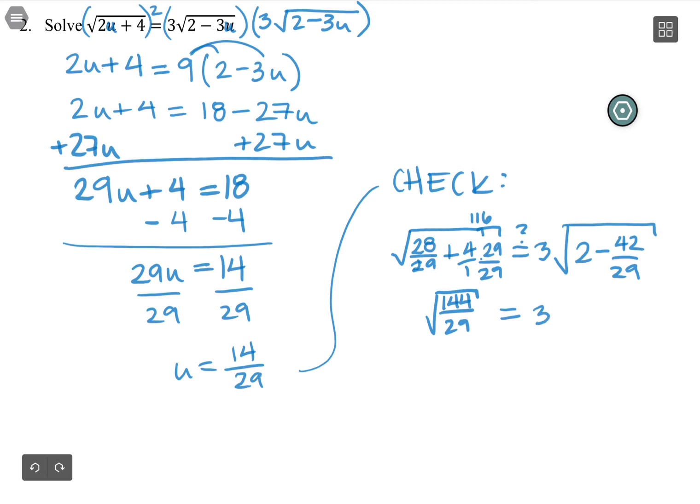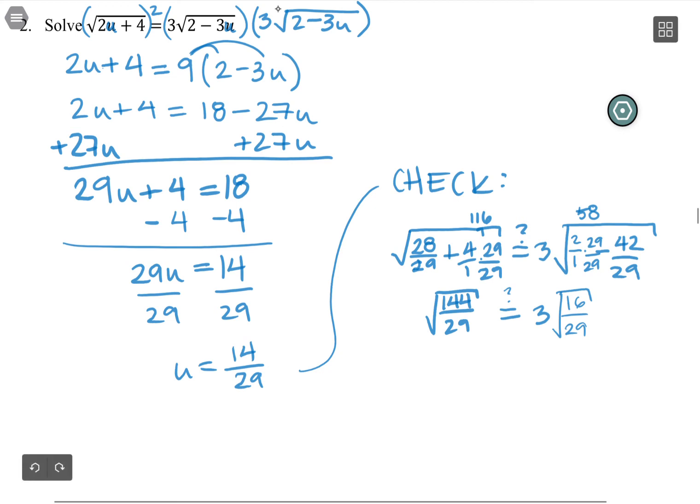Okay, so this one, if I multiply 2 over 1 by 29 over 29, 2 times 29 is 58. So 58 minus 42 is 16. That one's looking promising as well. Root 16 over 29. Feel free to use a calculator on these checks for exams or whatever. I'll try to be nice to you about the numbers on quizzes.